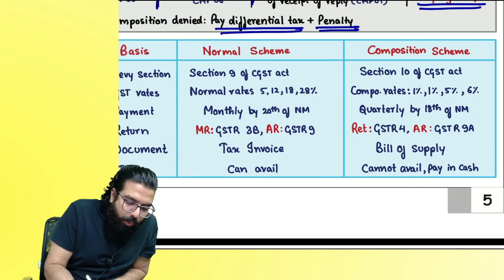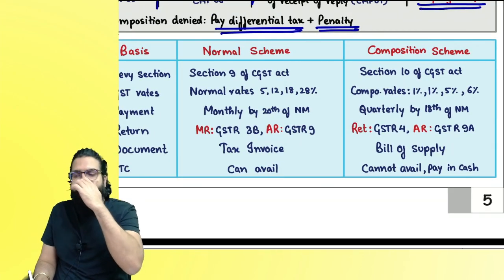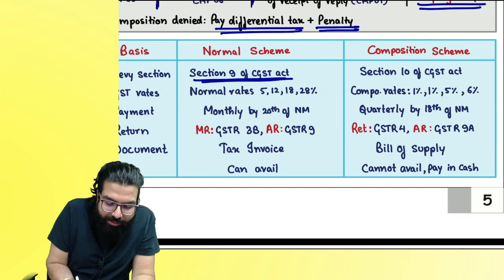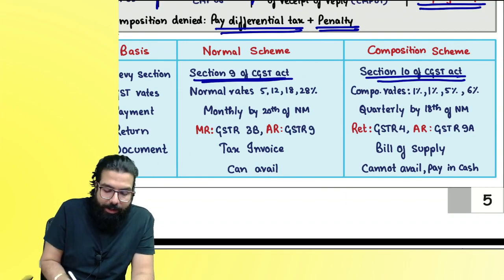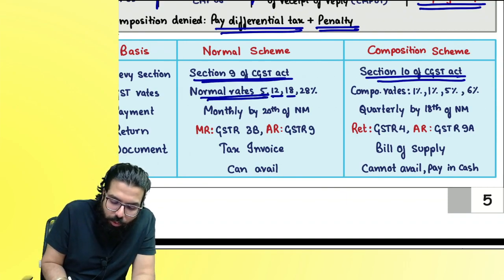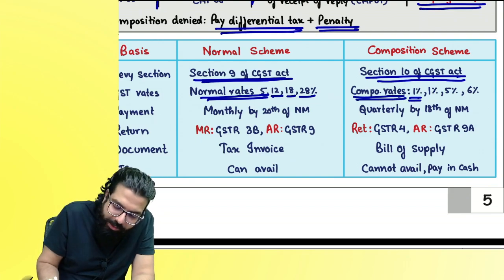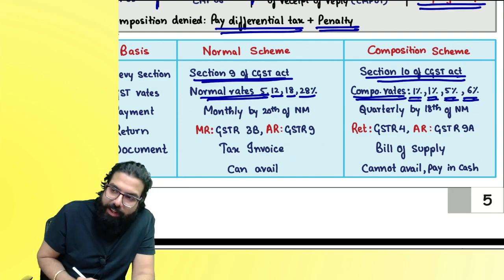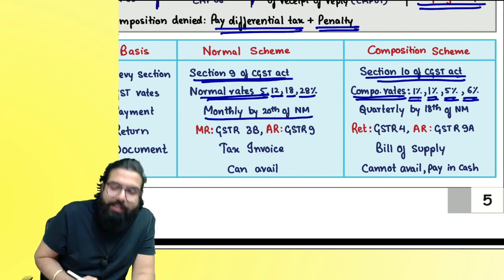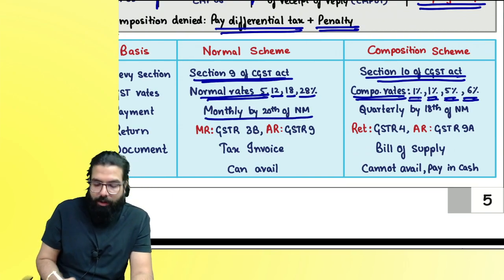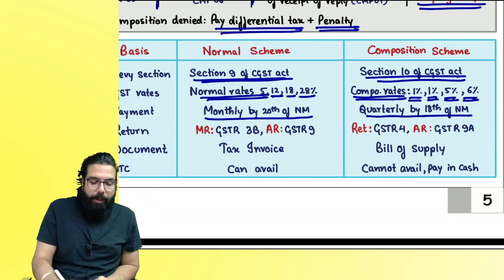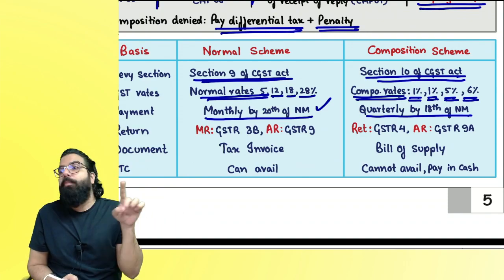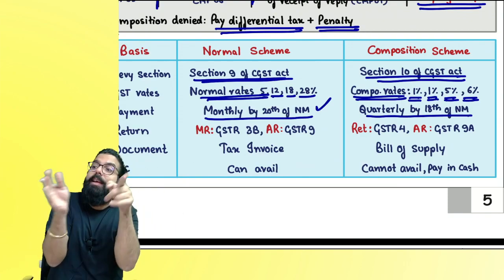Just for your knowledge, what is the difference between normal scheme and composition scheme? Normal person, the GST is paid under section number 9. Composition scheme, section number 10. Normal scheme, the rate is 5%, 12%, 18% and 28%. Composition scheme, the rate is 1%, 5% or 6%. Normal person generally files a return on 20th of next month. Composition person goes ahead and pays the tax when? Normal person pays on 20th. Composition dealer quarterly by 18th.